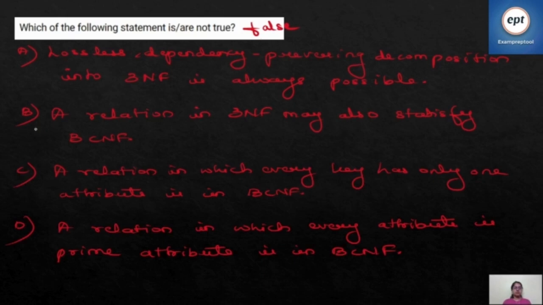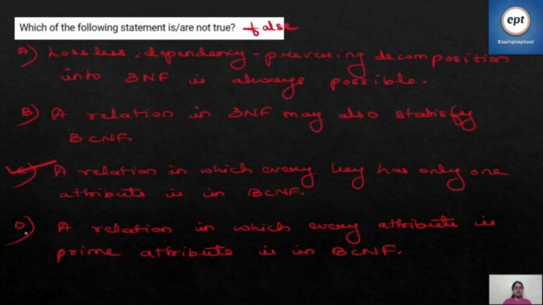So let's look at option B. It says that a relation in 3NF may always satisfy BCNF. Yes, this is also possible. Now let's see option C: a relation in which every key has only one attribute is in BCNF. So this is not possible because it may have transitive dependency. That's why C is false, so it is a correct answer.